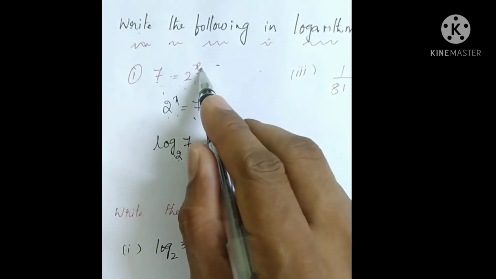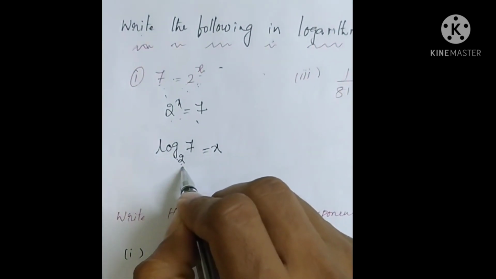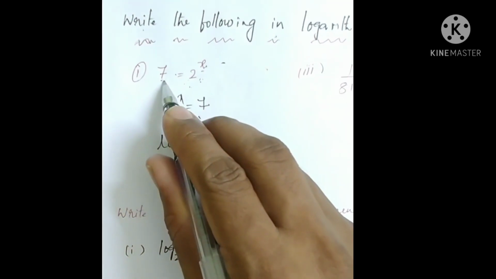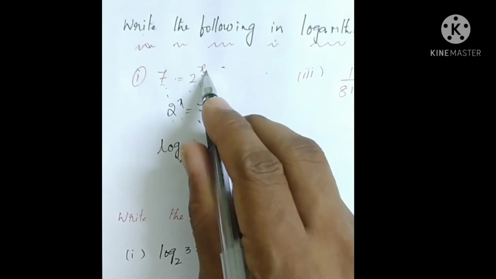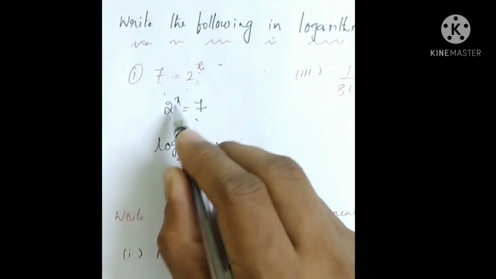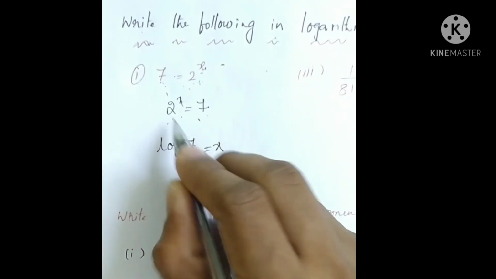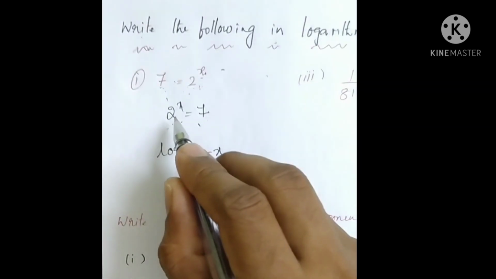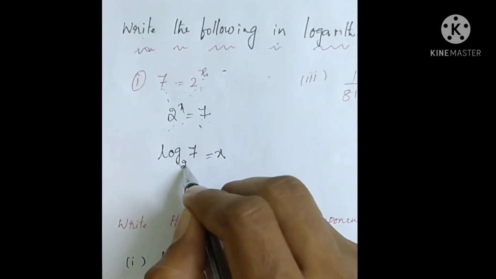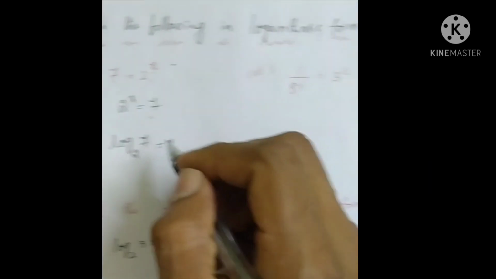7 is equal to 2 power x. This is the logarithmic form of the exponent form. Here 2 power x is equal to 7, and 2 is the base. So log 7 base 2 is equal to x.